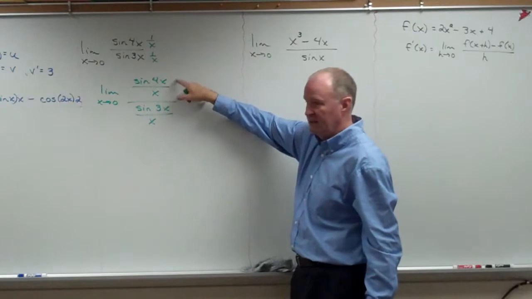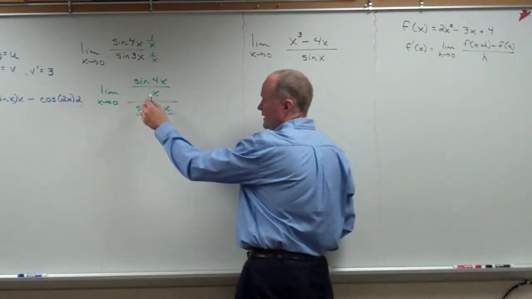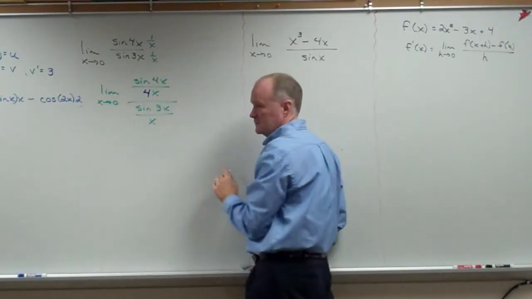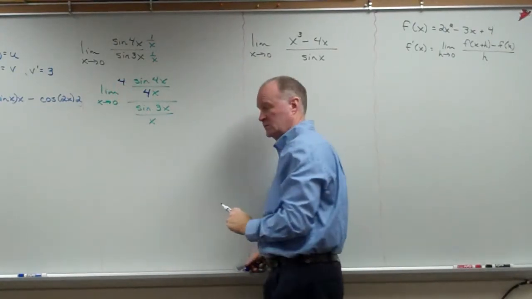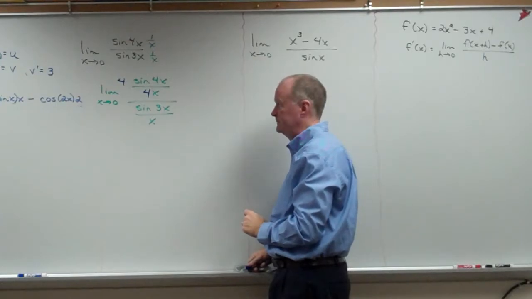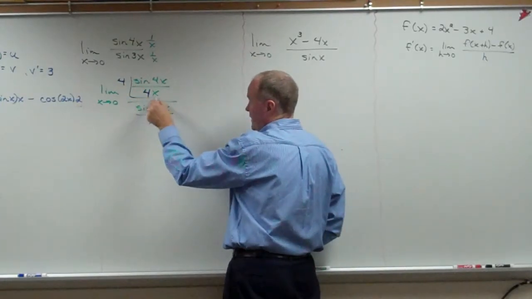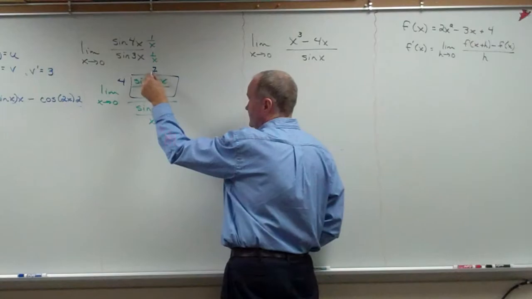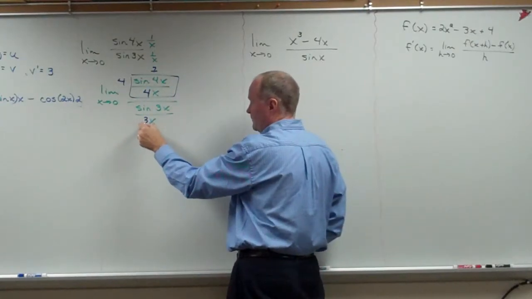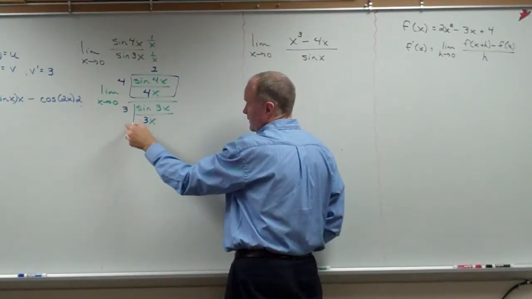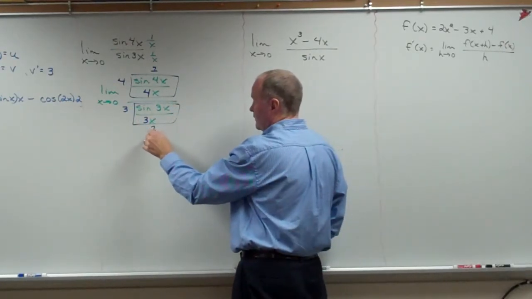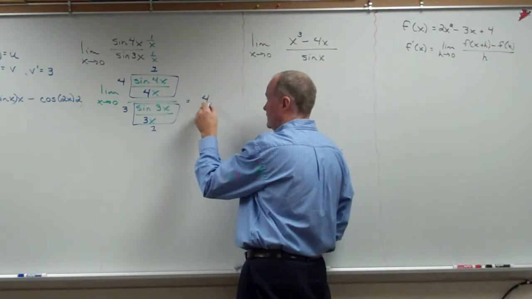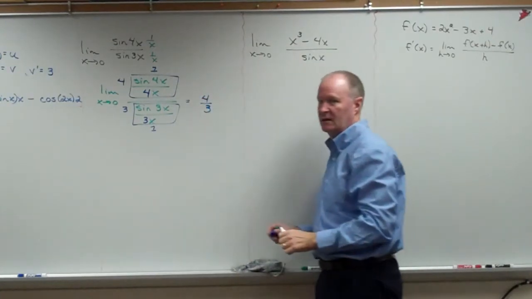Now individually, it looks pretty good, except this needs a 4. But I just can't do that. I have to multiply by 1, so there's a 4 over 4. So this chunk right now is 1. Do the same thing to the bottom. That chunk is also 1, so I've got 4/3. 4/3 is my answer, and I'm done. Yay.